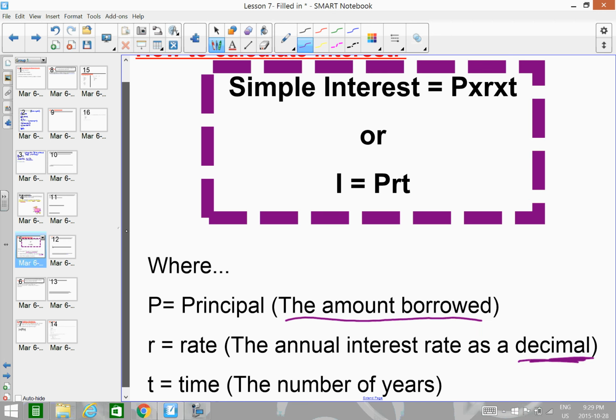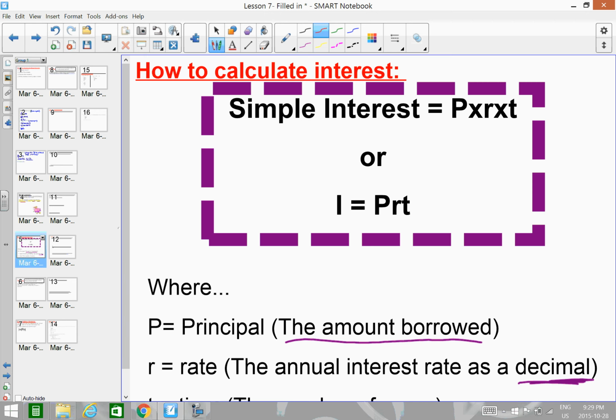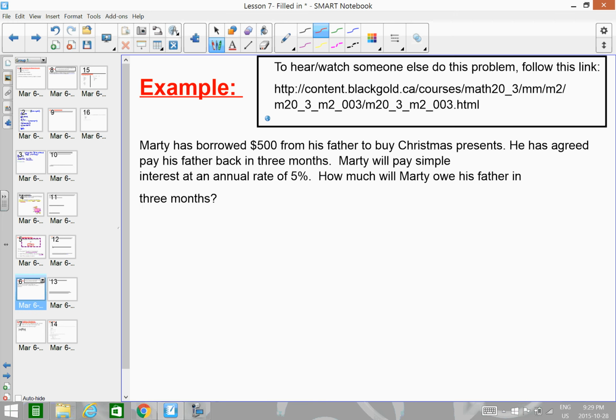All right, so to calculate simple interest, we use this formula right here. I equals PRT, or principal times rate times time. So let's do a quick example using this formula. Now, if you don't want to hear me do this, you can follow this link here and see somebody else do it.